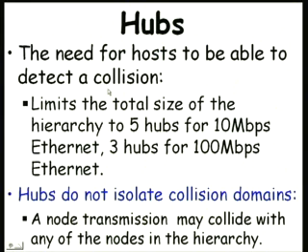So, here the need for the host to detect a collision limits the size to 5 hubs per 10 Mbps Ethernet and 3 hubs per 100 Mbps Ethernet. Do you agree with this? That for a 10 Mbps Ethernet, you can have 5 hubs interconnected in a tree hierarchy. For 100 Mbps Ethernet, you have 3 hubs. Why is that? And the answer we said is that it is to be able to detect a collision. Do you agree with this?